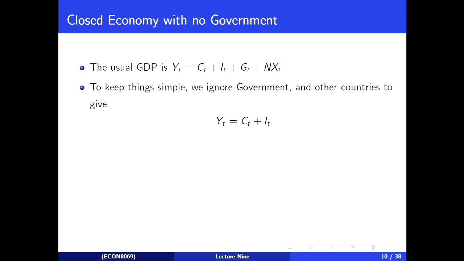Okay. Our next step is we have a closed economy with no government. So our usual way of talking about GDP is that income is either consumption, or investment, or government spending, or net exports. We're going to ignore government and ignore other countries. Again, you can extend the model to include government and other countries. It's not that hard, but we're not going to do that. We're just going to say closed economy. Closed means no external people, no imports, no exports. And we're going to ignore government as well.